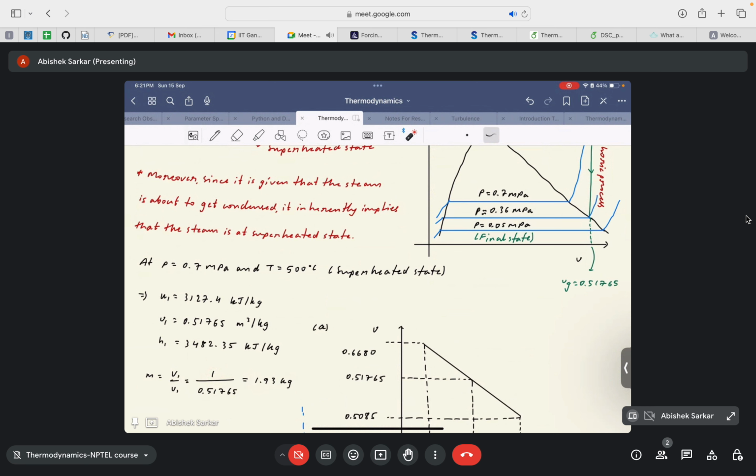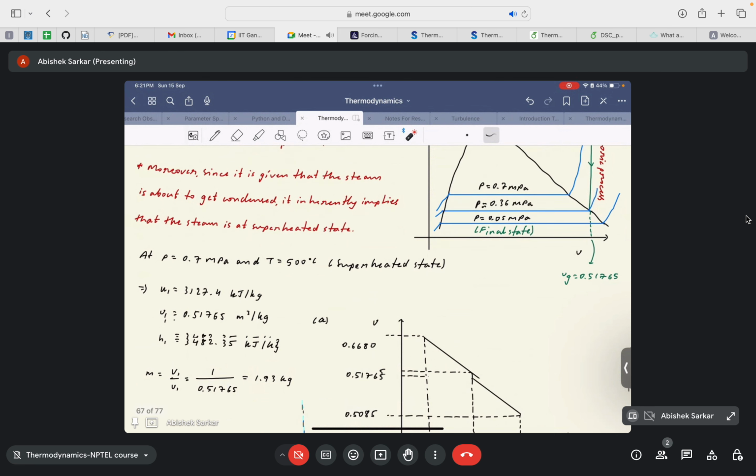Okay, so first, we need to find the state at which the steam will just start to condense. So we need to find the saturation temperature at this point. So basically we need to find the saturation temperature for steam which has a specific volume of 0.51765.